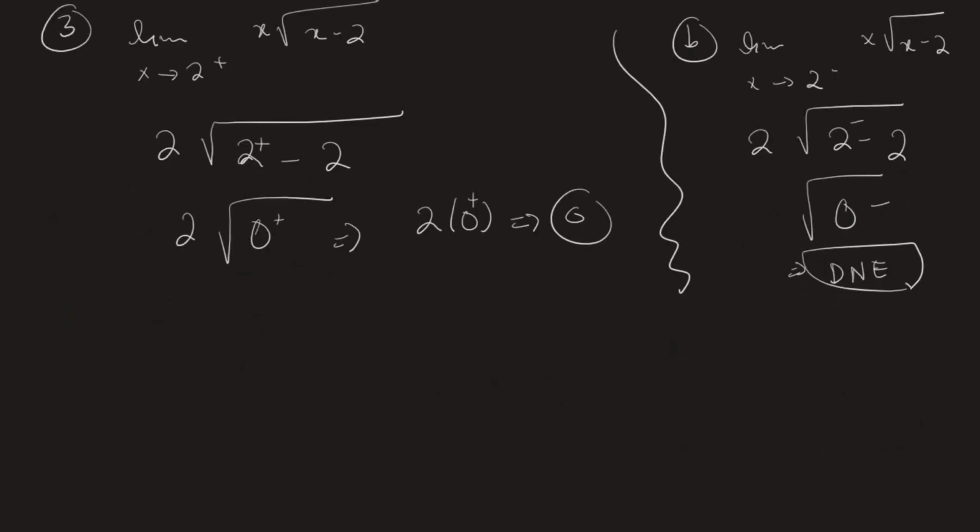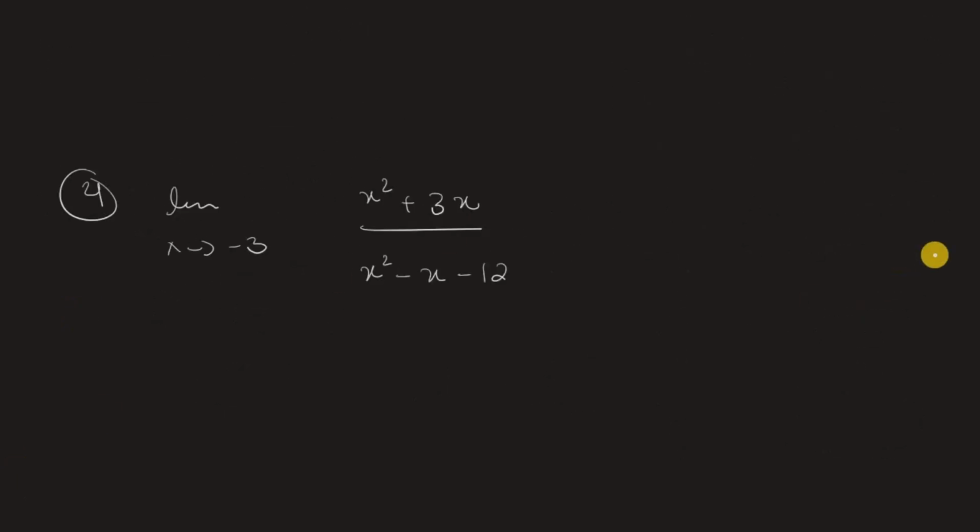Okay, so let's move on to another question. We have this question over here, and it asks us to find this limit. What we basically have to do is some factoring. As you can see, we can simply factor out this x, so we're left with x plus 3. This is some simple factorization that we have to do.